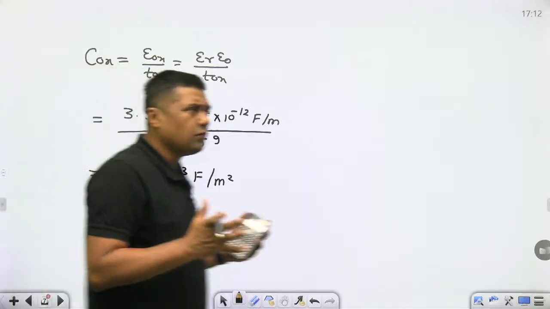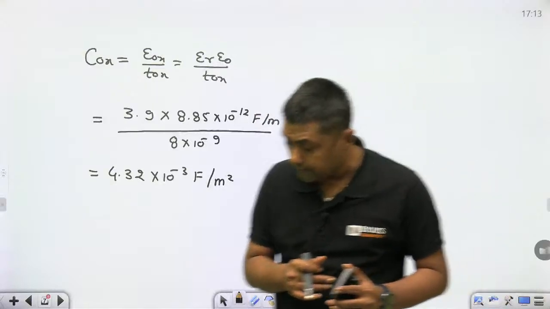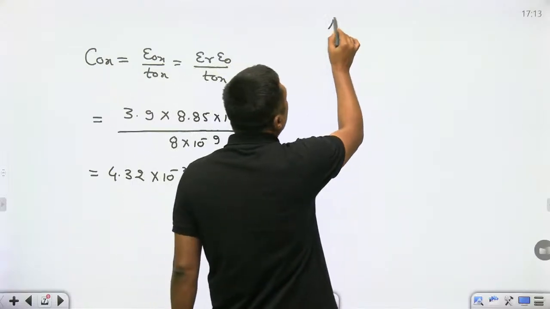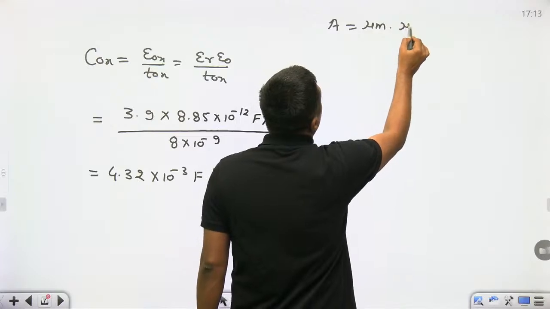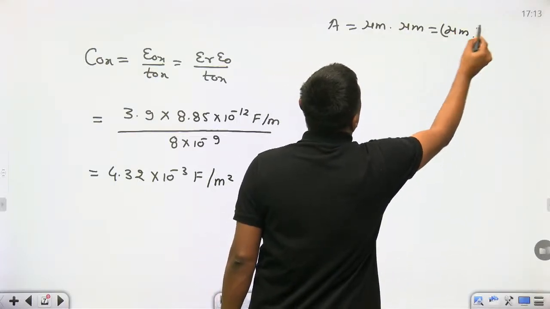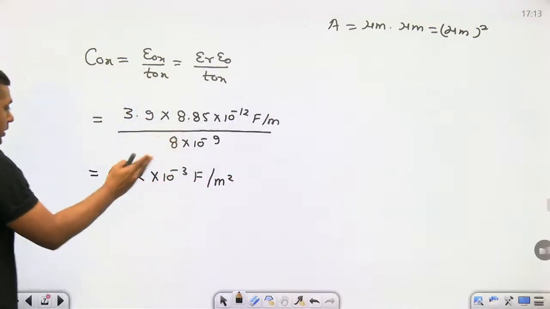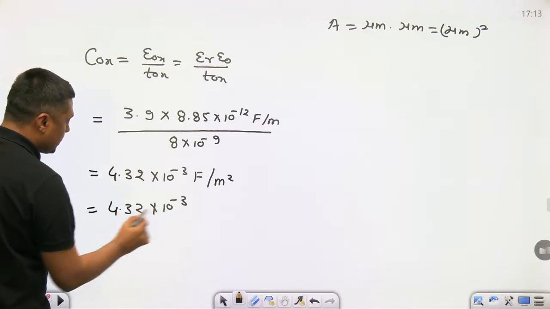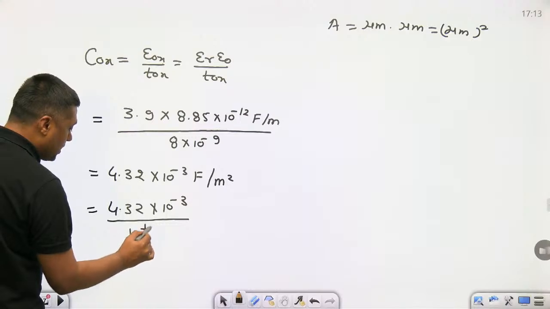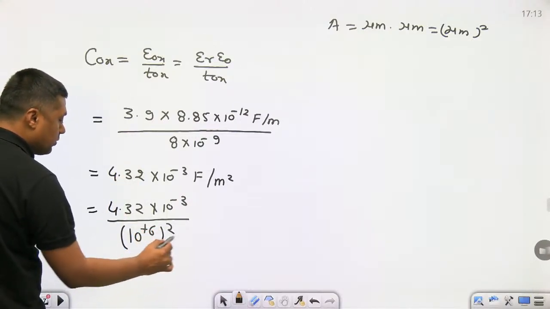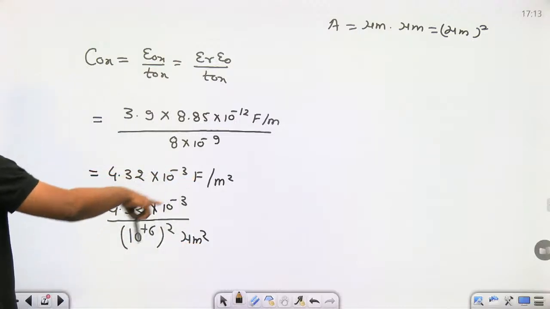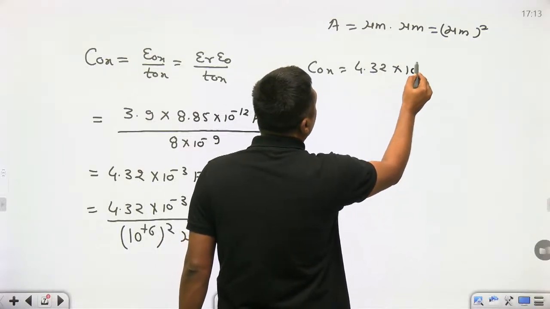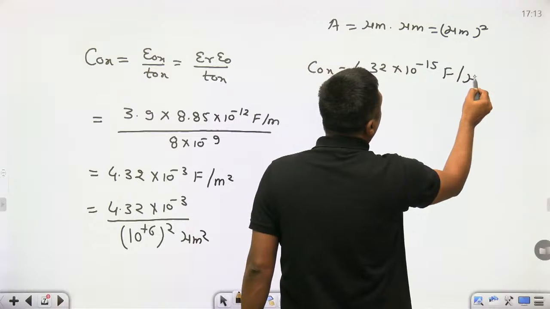Now normally what is the size of the MOSFET? It is in the range of micrometer. W is in micrometer, L is in micrometer, means area is in what? Micrometer square. The size is very small. Then we want the capacitance per micrometer square. So you can convert meter square into micrometer square. So it will become 10 raised to power minus 3 divided by 10 raised to power plus 6 squared, since 1 meter is 10 raised to power plus 6 micrometer. Then the capacitance will become 4.32 times 10 raised to power minus 15 farad per micrometer square.